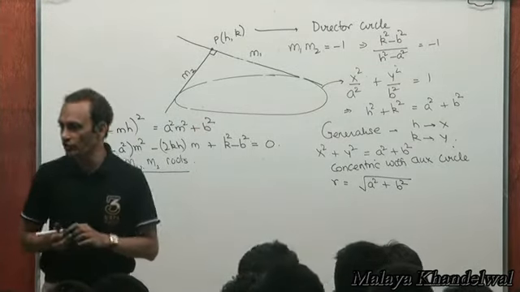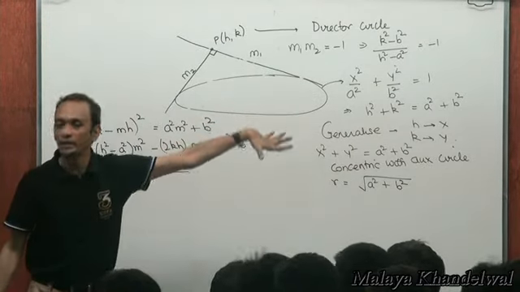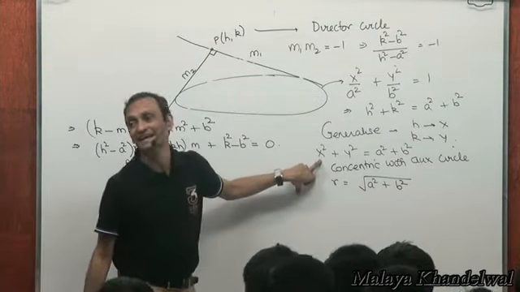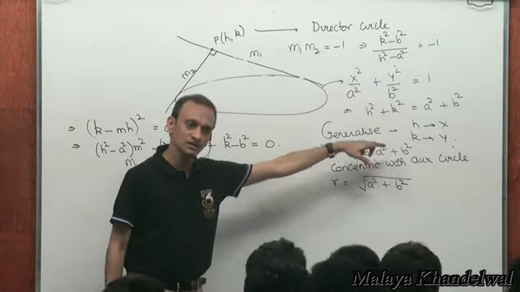From any point on the circle, if you draw two tangents, then those two tangents would be perpendicular to each other. This circle is called the director circle. This is the director circle. Its radius is root a squared plus b squared.